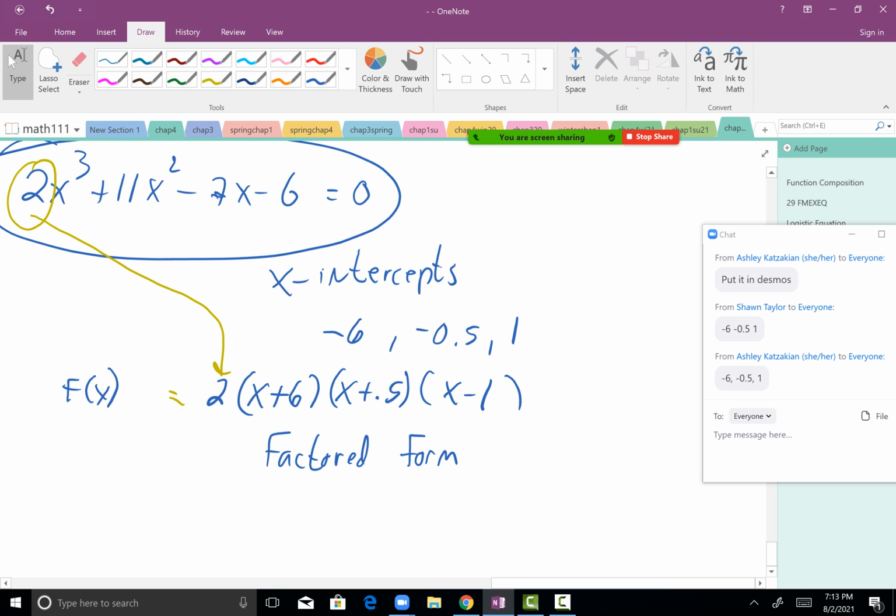Now, what would happen if we did synthetic division with 1? What are we going to get for a remainder? We're not going to, but let's say we do synthetic division on that with 1. What are we going to get for a remainder?